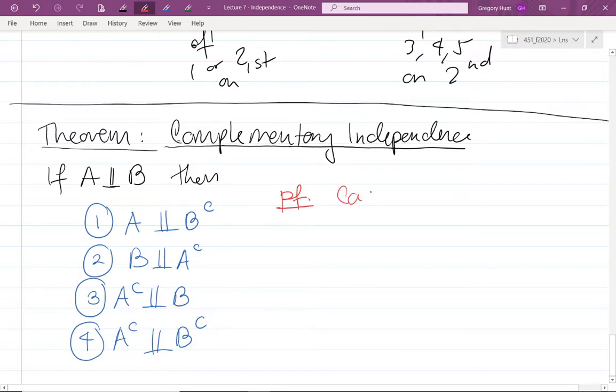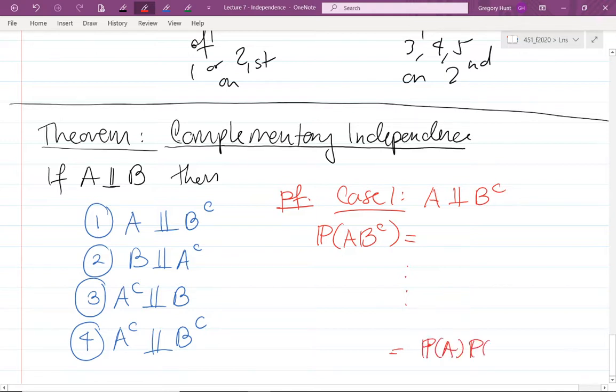We're just going to prove case one. The other proofs are really similar here. So we want to show that A is independent of B complement. How do we show that? In order to show that, we need to show that the probability of A intersect B complement equals, through some chain of equalities, and at the end of the day, we better be able to show that this is the probability of A times the probability of B complement.